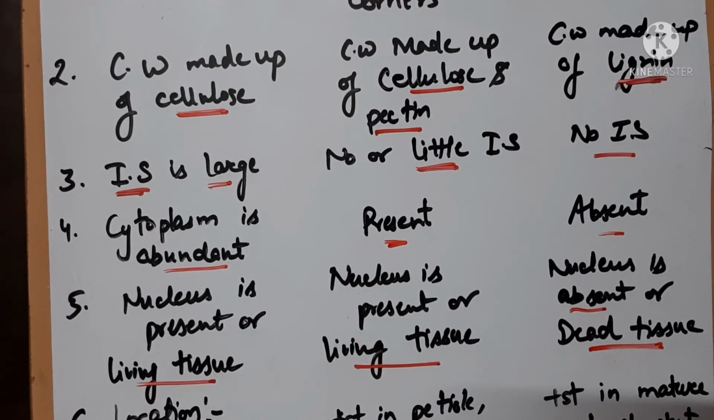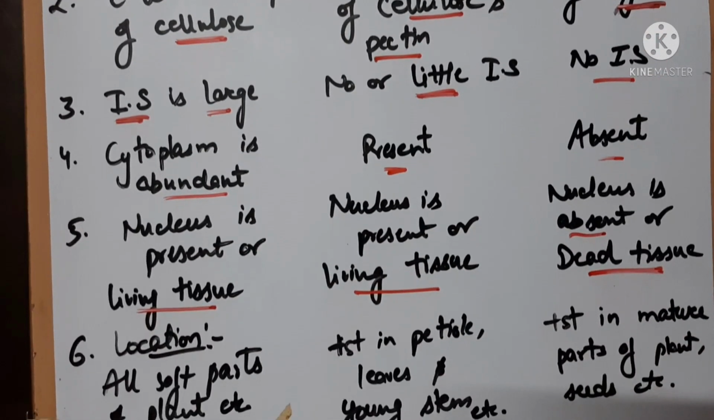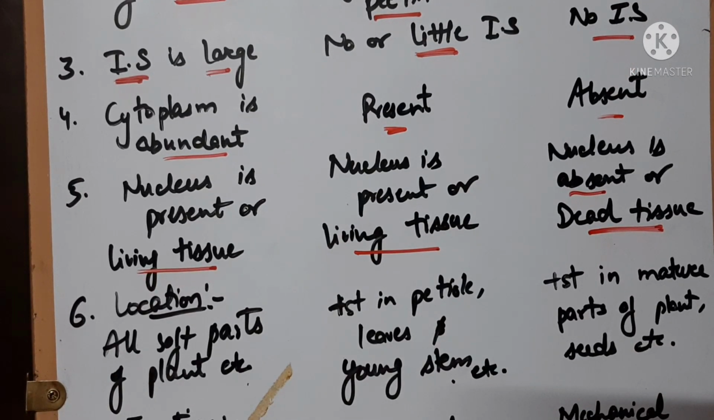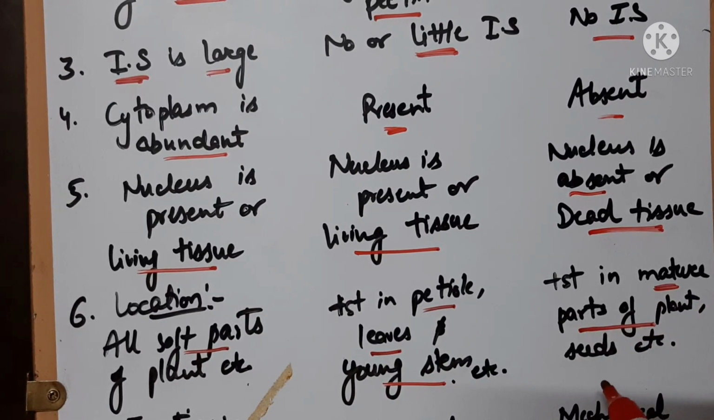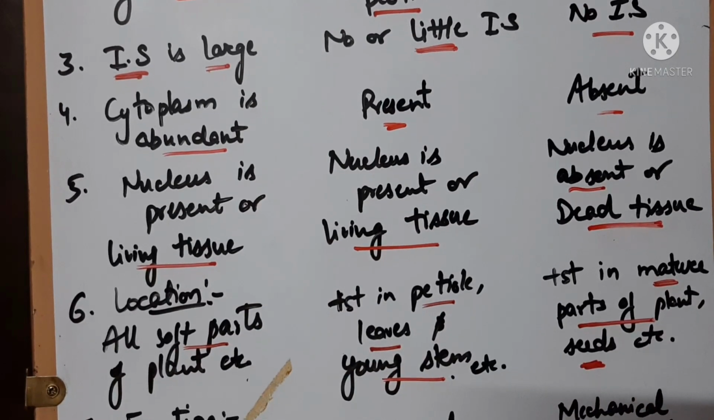so that is why sclerenchyma is the dead tissue, or the cells of sclerenchyma are dead cells. Then about the location of these types of tissues, the parenchyma is present in all the soft parts of the plant, and collenchyma is present in the petiole, leaf and young stems. Sclerenchyma is present in the mature parts of the plant, and also present in the seeds. Seed coating is made up of the sclerenchymatous cells.